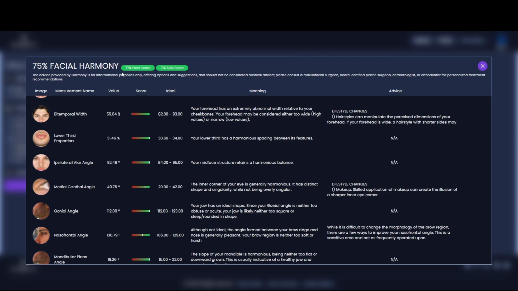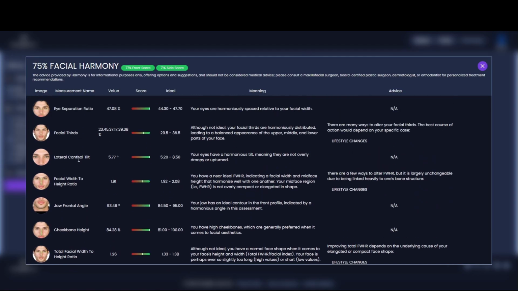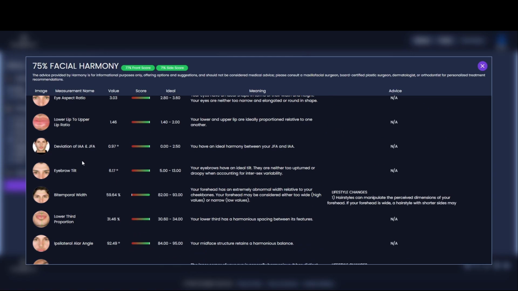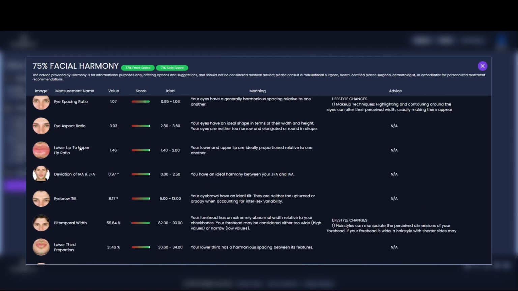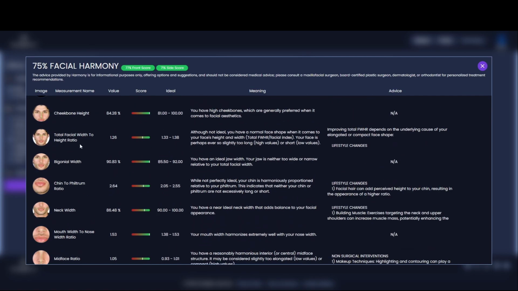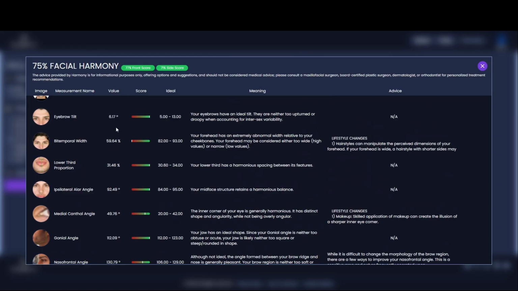We saw that the main drawback has to do with his forehead. That's it. Everything else is practically ideal. So yeah, if he got his forehead width somehow corrected, which again I wouldn't really recommend, he would probably be upwards of 85% in harmony.